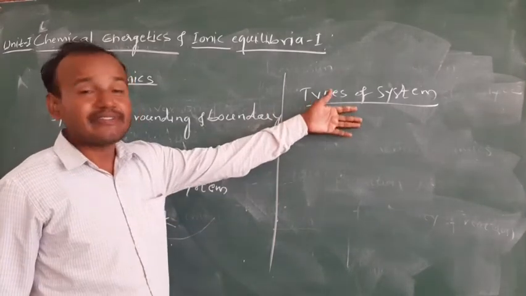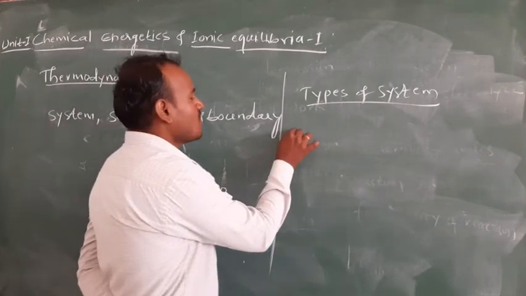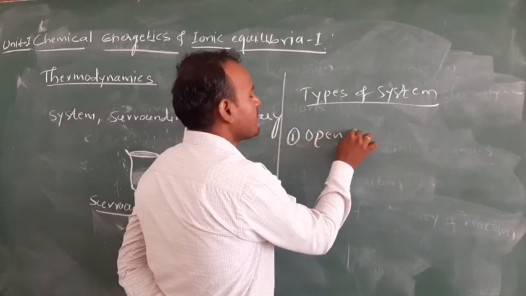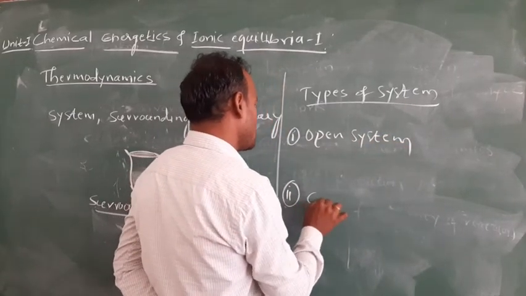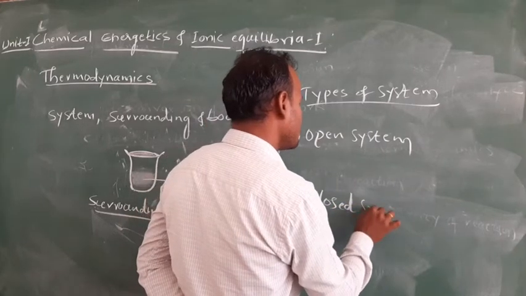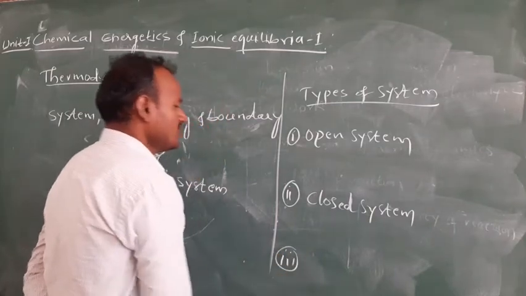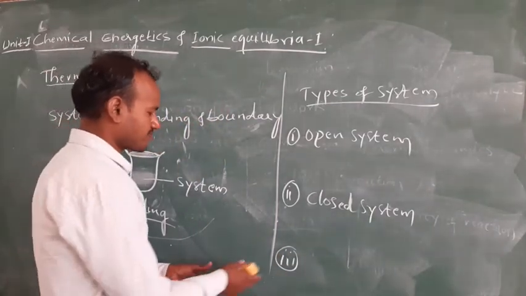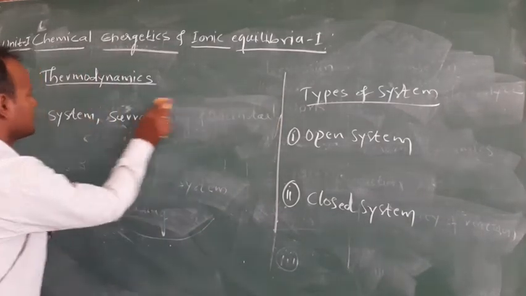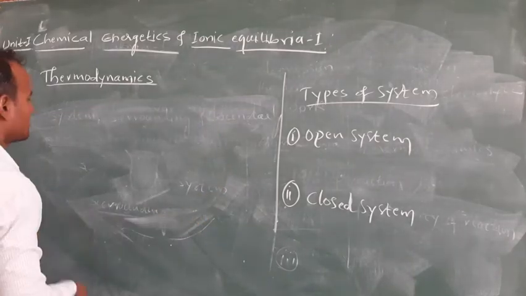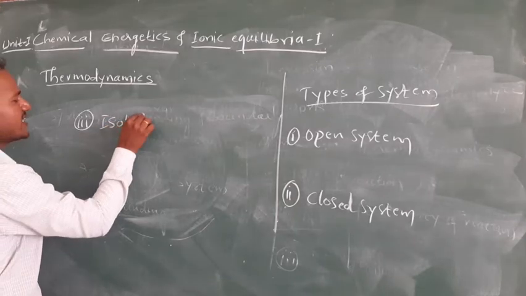But types of systems should be important. You must know what is happening there. So one is open system. Second one, it is a closed system. Third one, it is isolated system.